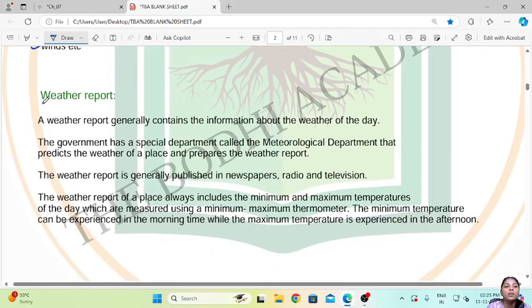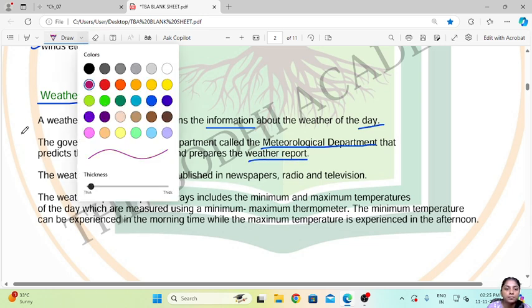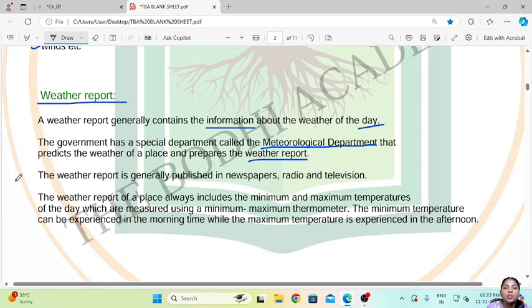Then talking about the weather report. Now we have heard about the weather report, right? So what is it actually? A weather report generally contains the information about the weather of that particular day. The government has a specialized department called the meteorological department that predicts the weather of a place and prepares the weather report for the same. It is generally published in the newspapers, on the radio and through the television.